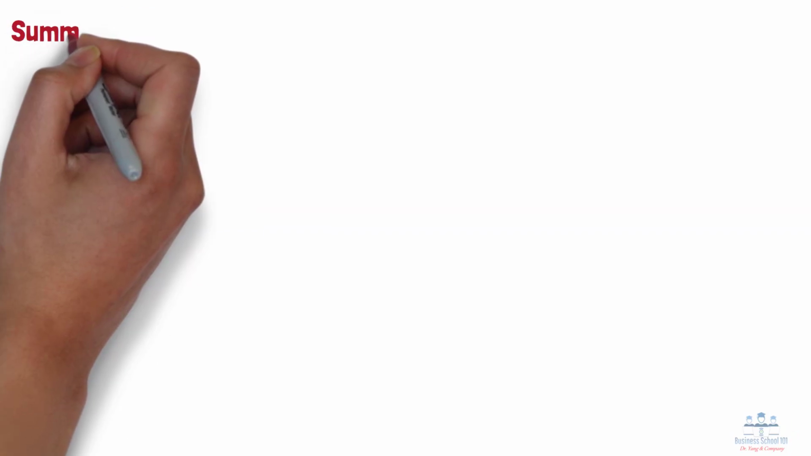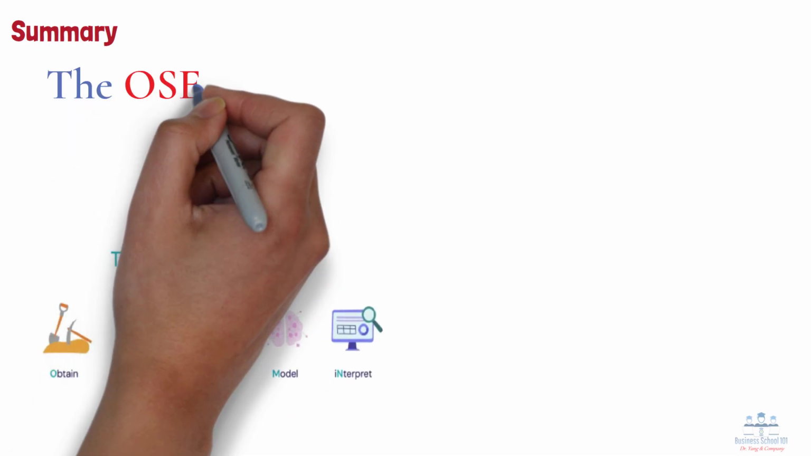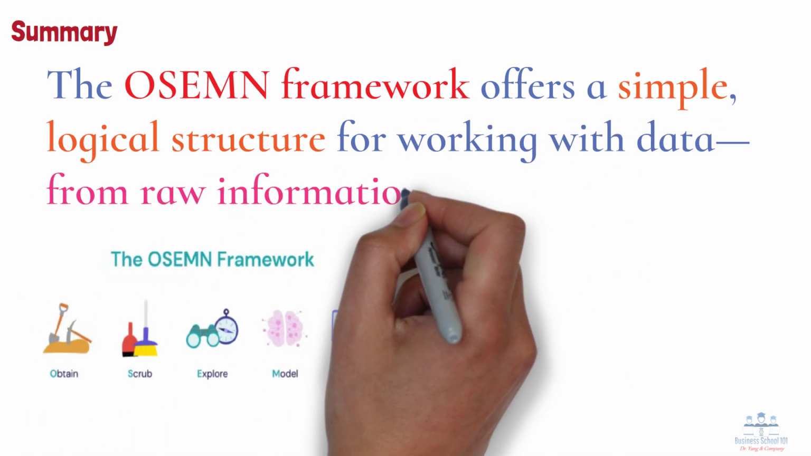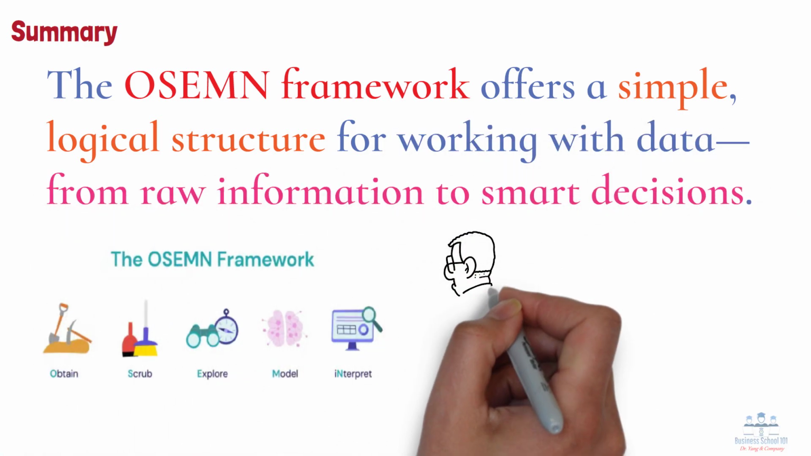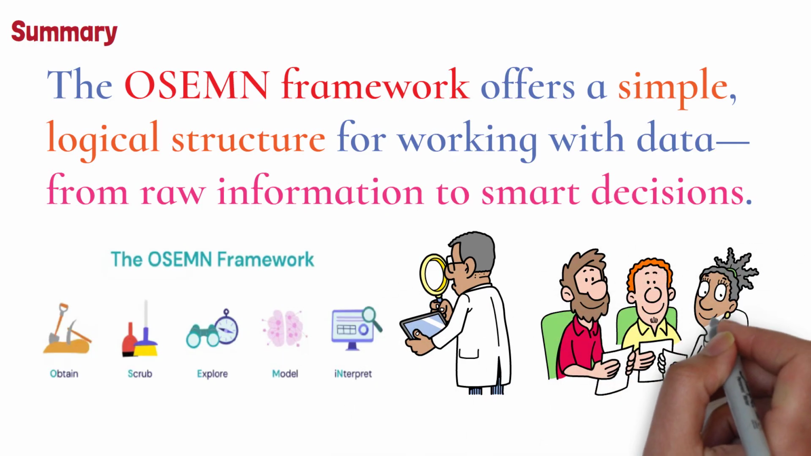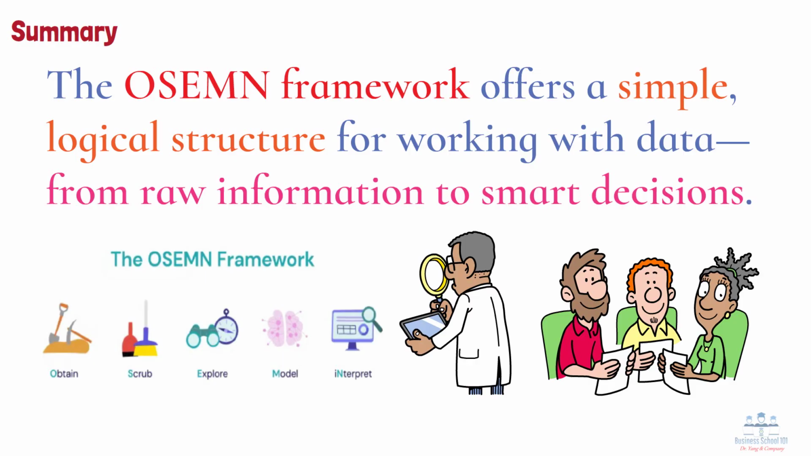Last, summary. The OSEMN Framework is a smart acronym in which each letter represents a stage of a data science project. It offers a simple, logical structure for working with data, from raw information to smart decisions. It's not just for data scientists, marketers, managers, and entrepreneurs can use it to guide data-driven thinking. That's all for today's topic.